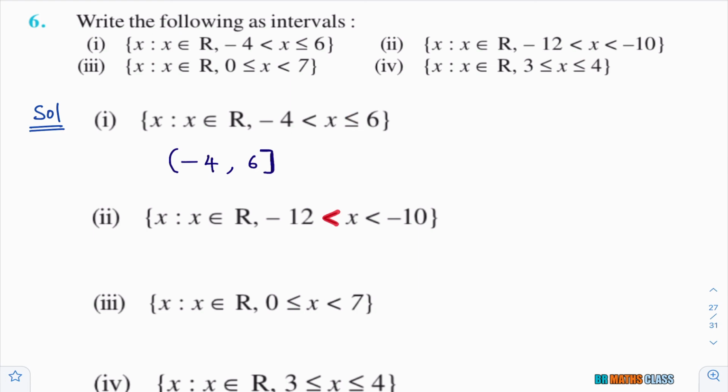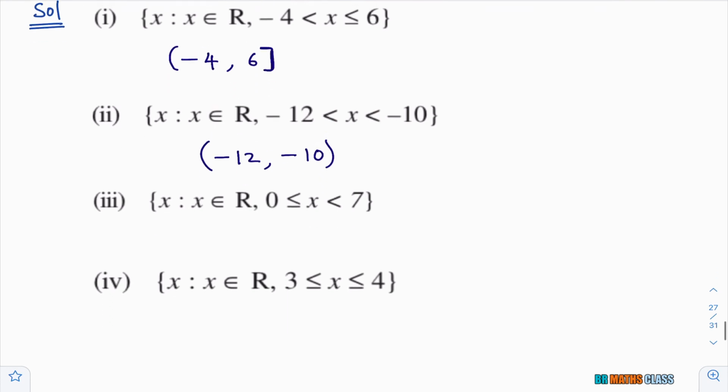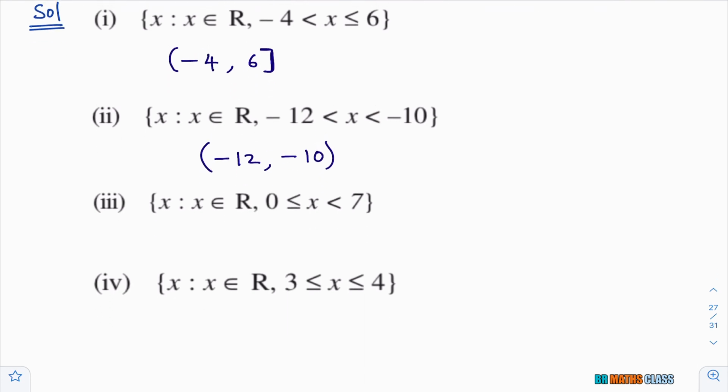You look here, both sides strictly less than is there. So what can I write this as? This as open interval -12, -10. Both are open intervals because here also strictly less than is there, here also strictly less than is there. We discussed this in intervals. Please check that intervals form, right? Intervals definitions and all. Okay.